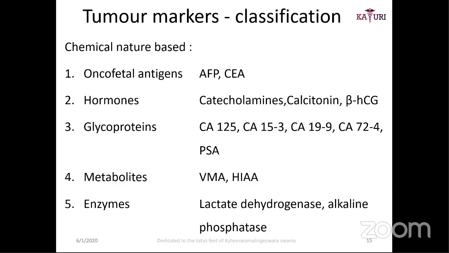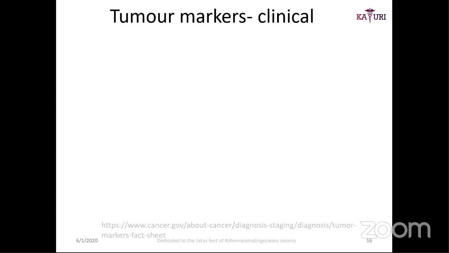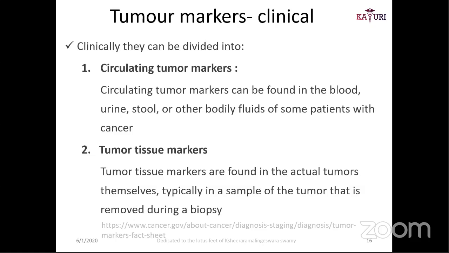Now the clinical classification of tumor markers: circulating tumor markers and tumor tissue markers. This classification is by NIH. It's not in textbooks. It is a different classification. Circulating tumor markers can be found in blood, urine, stools, and other body fluids. But a tumor tissue marker is very specific to the tissue of the tumor itself. It cannot be found in blood. It is not dispersed in the blood.